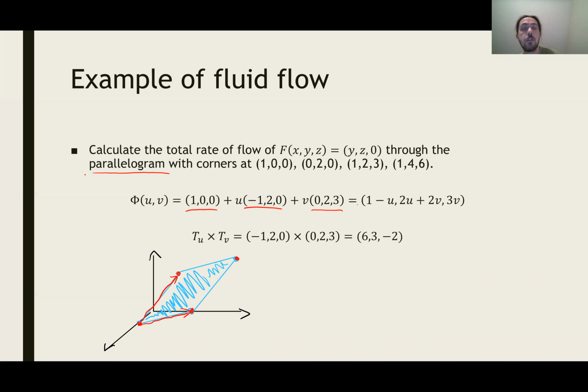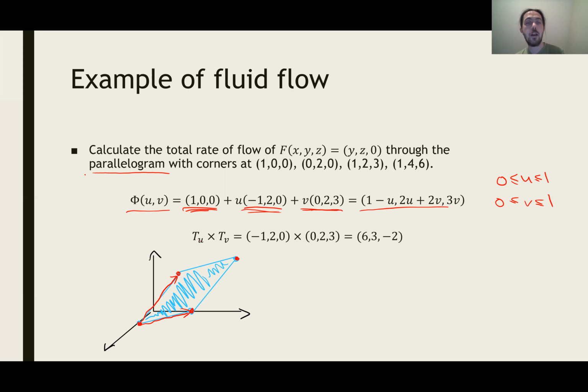And so we put those together into our parameterization, which gives us our start point plus u times the first direction vector plus v times the second direction vector, or you can use s and t if you prefer, whatever variable names float your boat. And this is our parameterized surface. Because it's a parallelogram, we go from 0 to 1 in both the coordinates u and v.